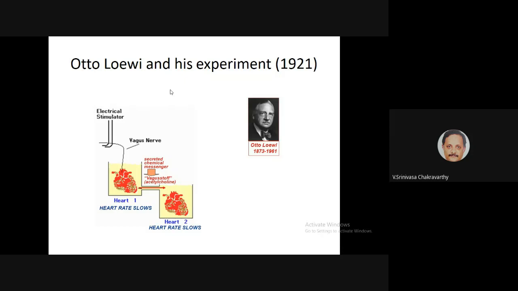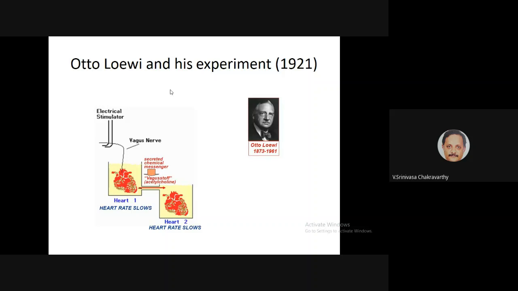Then he took a little bit of the solution from the first beaker, right? And in the second beaker, he had another heart which didn't have the vagus nerve. He just transferred some liquid from the first heart to the second heart. Now the second heart started slowing down, which is very interesting. But how do you explain this result? Because when the nerve is activated, the heart slowed down. But in the second case, there is no nerve. There's only transfer of fluid from the first heart to the second heart. Yet the heart slowed down.